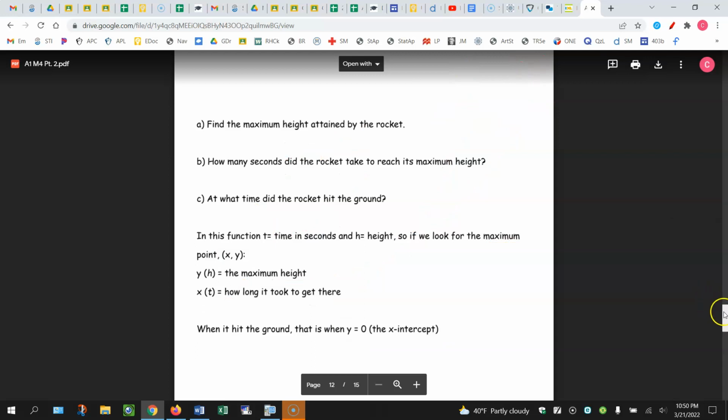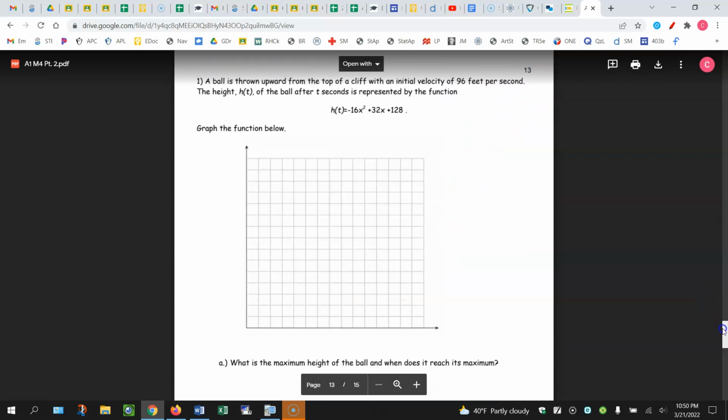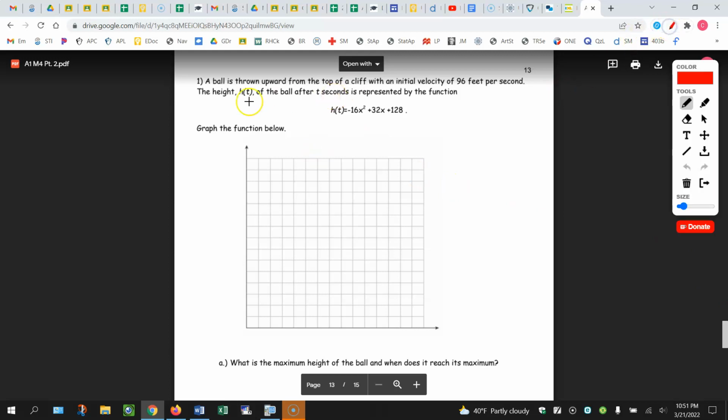Let's move on to page 13. Okay, a couple things here. A ball is thrown upward from the top of a cliff with an initial velocity of 96 feet per second. The height, h of t, of the ball after t seconds. So a couple things to be mindful of here. We have height is a function of time.